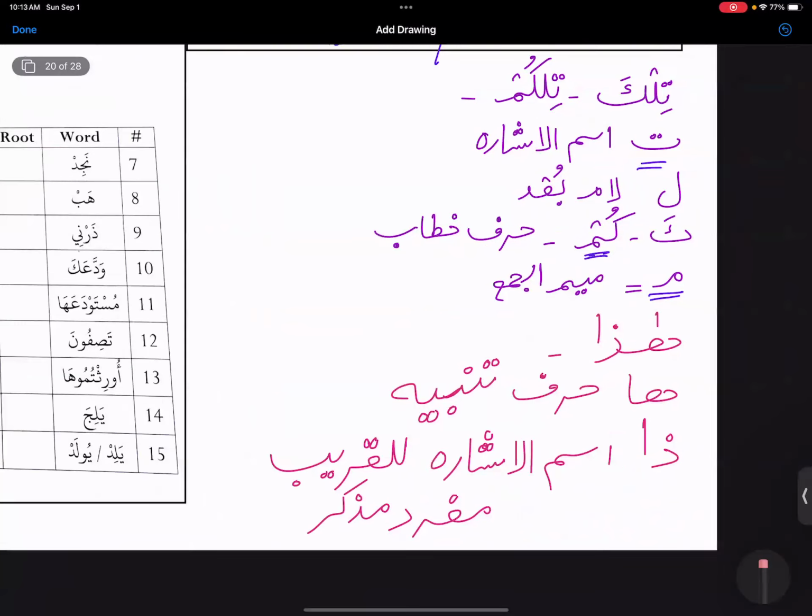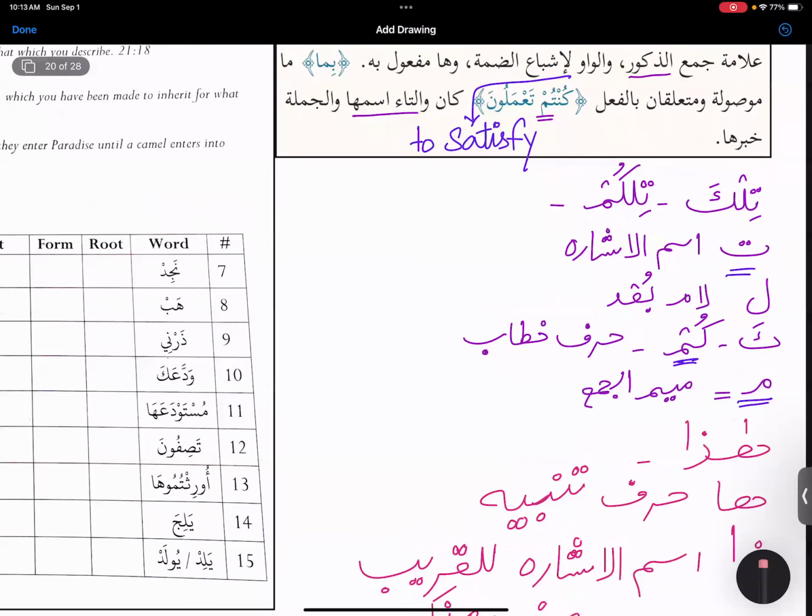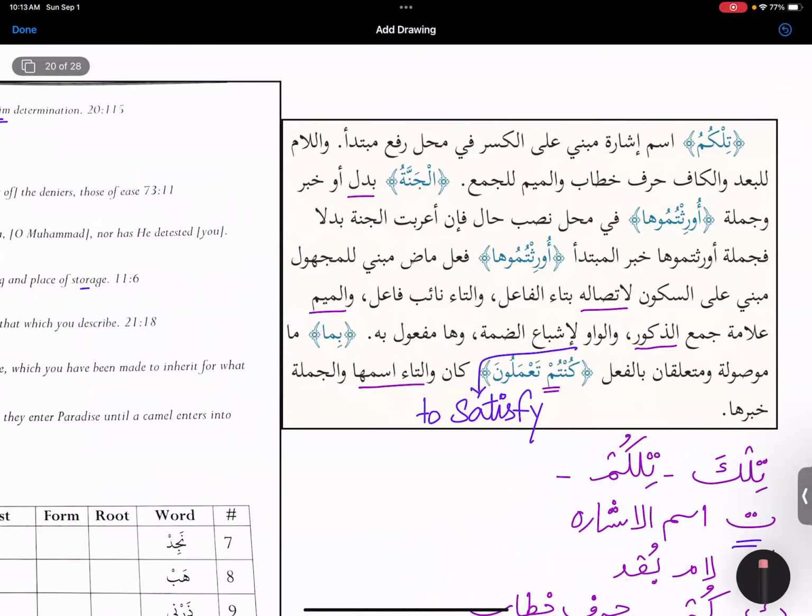And even in haza the ha is harfu tambi. What does harfu tambi mean? Like pointing to something or gaining attention of someone. So this ha is to gain attention, and then za is ismul ishara lil qareeb, and this is mufrid and mutakkar. So even these ones are broken down.